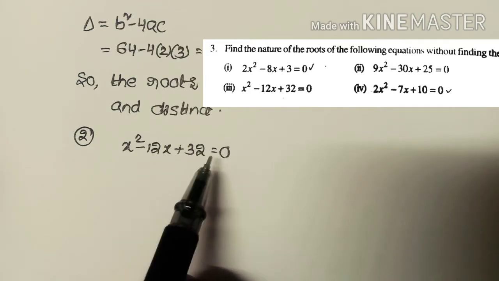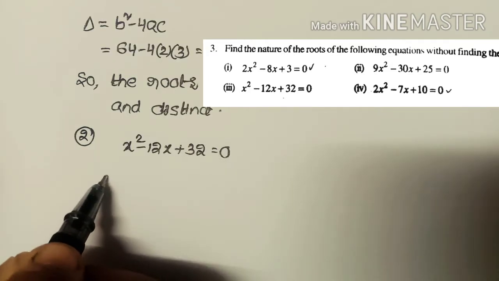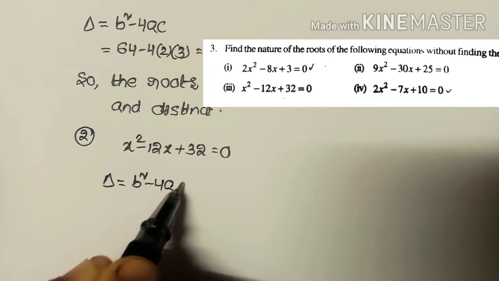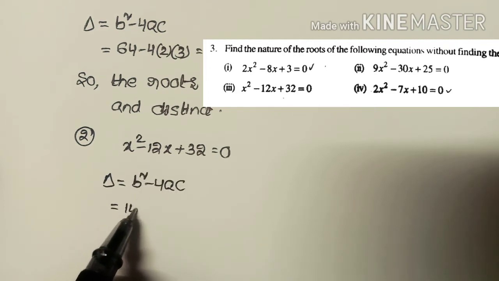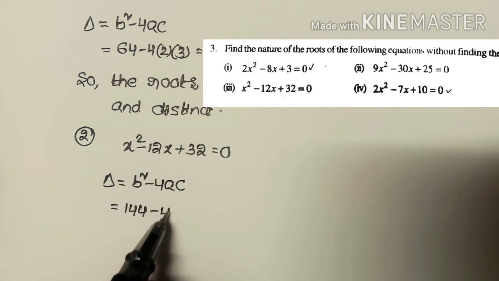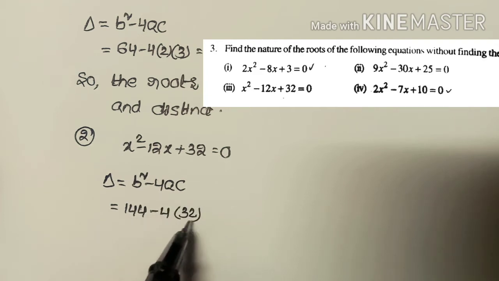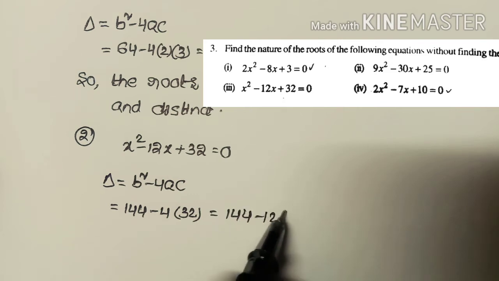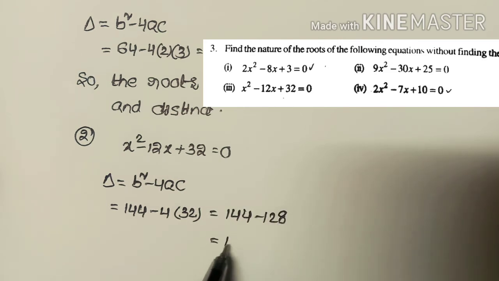Next problem, x square minus 12x plus 32. Here also, first we find the value of delta. Delta is equal to b square minus 4ac, and this is equal to b square, 144, minus 4 into 1 into 32. 4 into 32. And this is 144 minus 128 equals 16.